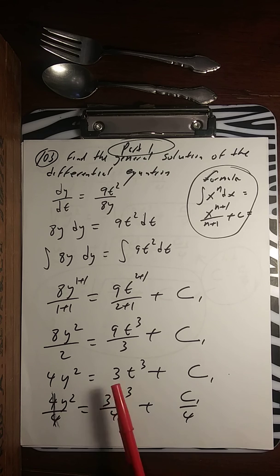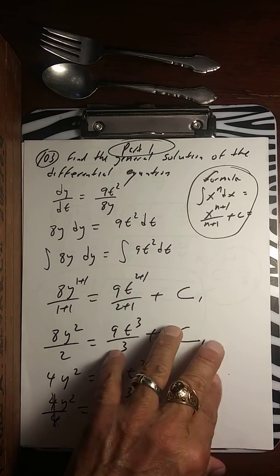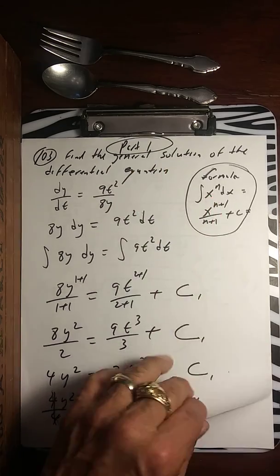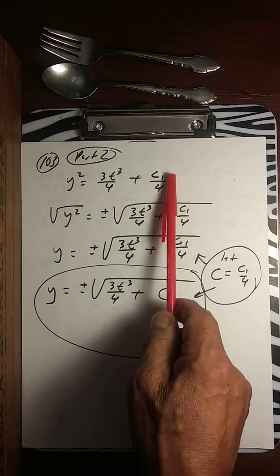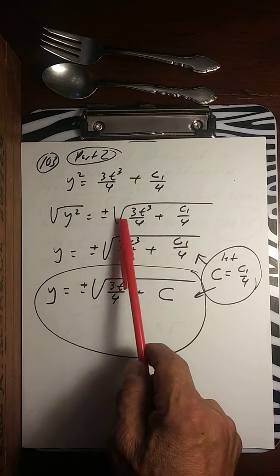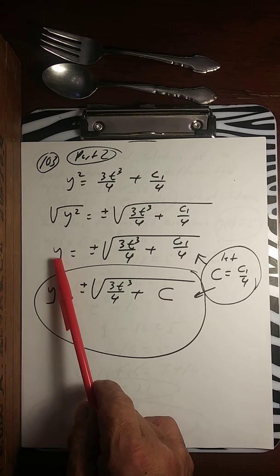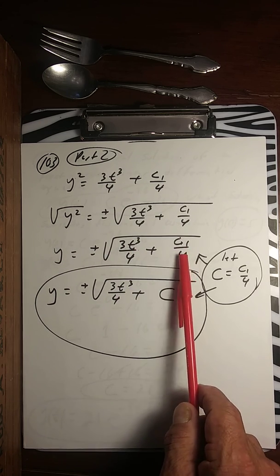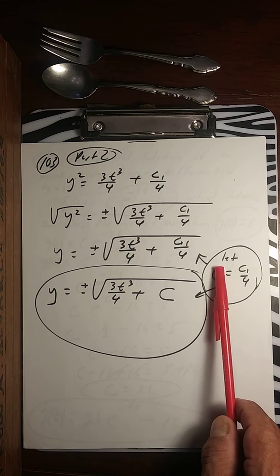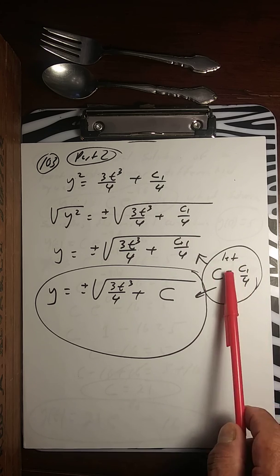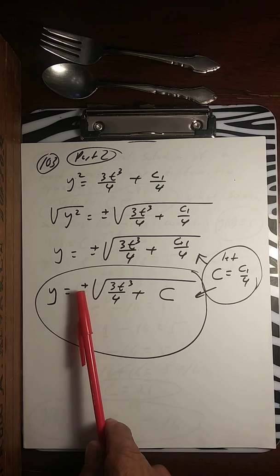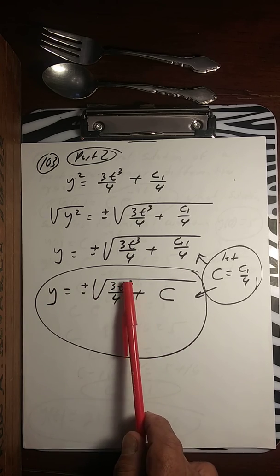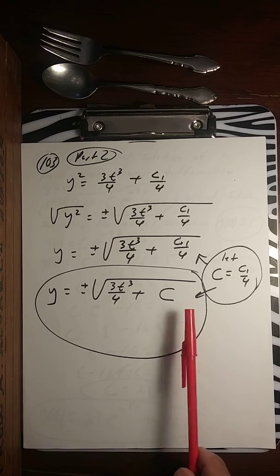Now divide by 4. This is y squared equals 3t cubed over 4 plus c1 over 4, whatever that is, just a constant. That's part 1. Part 2, we have y squared equals this. Take the square root of this side and this side, plus or minus. Then y equals plus or minus the square root of 3t cubed over 4 plus c1 over 4. Let's say big C equals c1 over 4. If I substitute that in, we have y equals plus or minus the square root of 3t cubed over 4 plus big C right there.